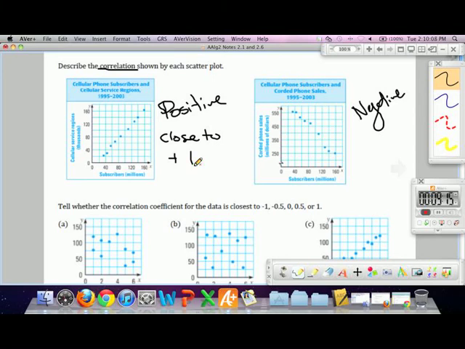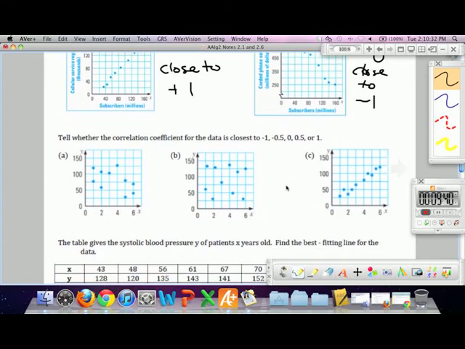Or this would be close to -1. That does not mean the slope is close to +1. That means it's going up and the points are very close together, as though they're almost a straight line. Versus the ones that are below. What is this correlation coefficient? How can we describe the correlation itself?